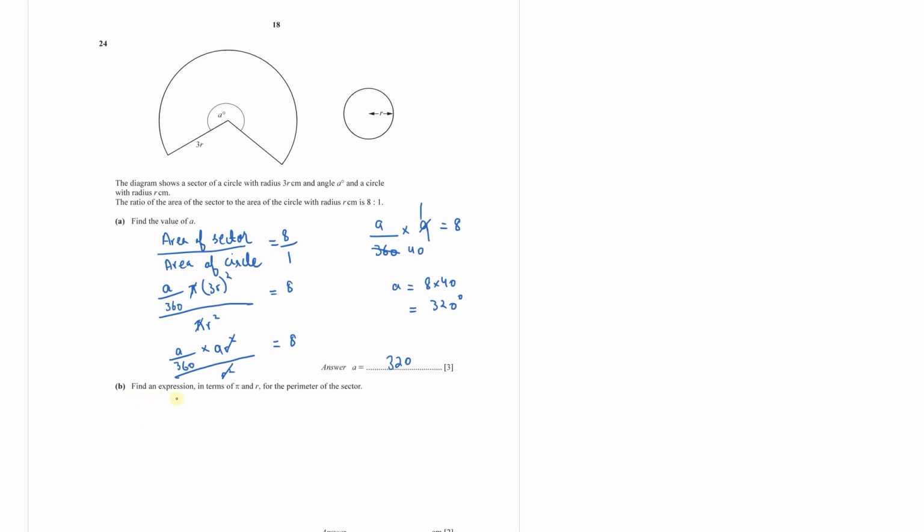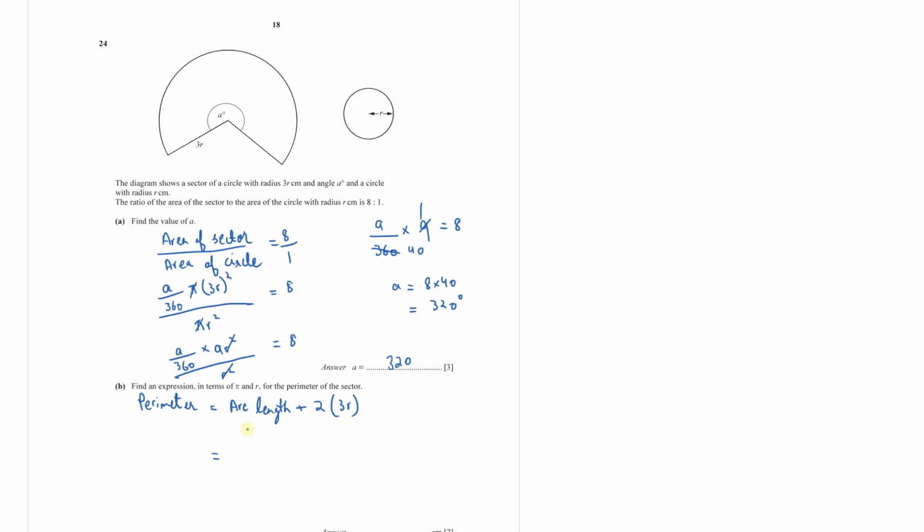Part B is find an expression in terms of pi and r for the perimeter of the sector. So we have to find the perimeter of this sector. The perimeter would be this arc length plus this radius and this radius. Perimeter would be equal to arc length plus 2 times 3r. Since the radius is 3r, we'll add it 2 times, so 2 times 3r.